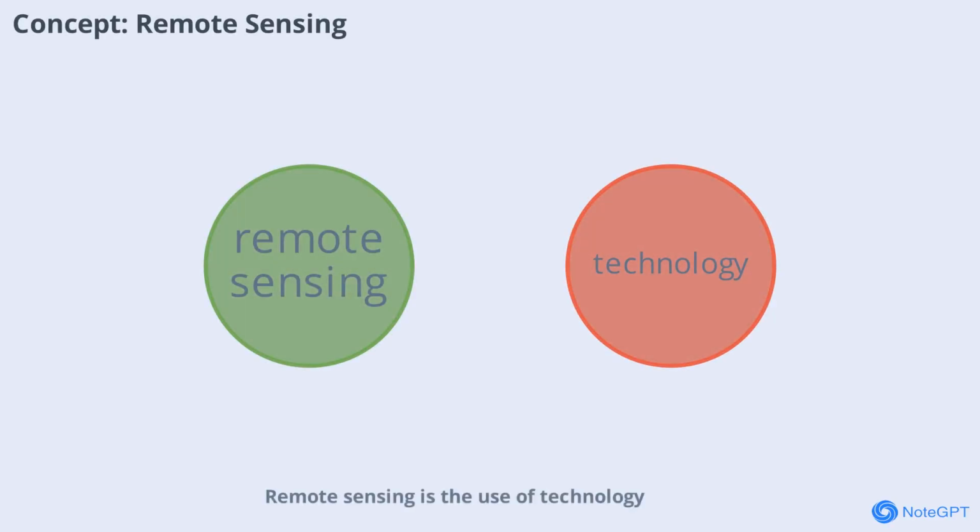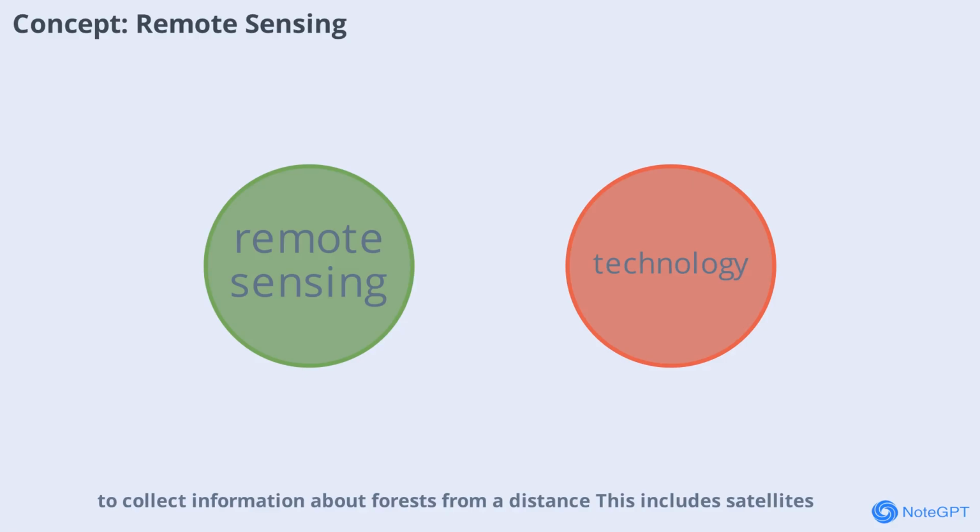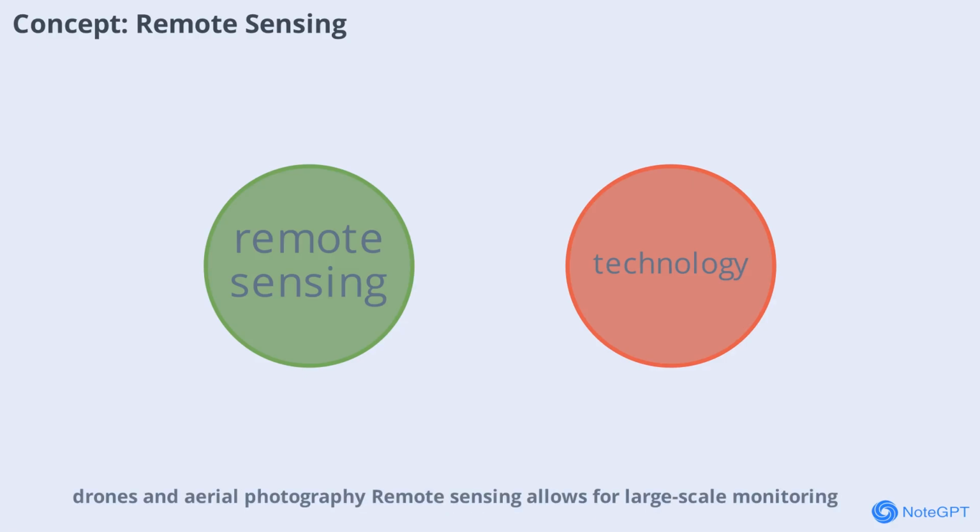Remote sensing is the use of technology to collect information about forests from a distance. This includes satellites, drones, and aerial photography. Remote sensing allows for large-scale monitoring, early detection of changes, and efficient data collection. It is a powerful tool for modern forest management, supporting planning, assessment, and response to environmental challenges.